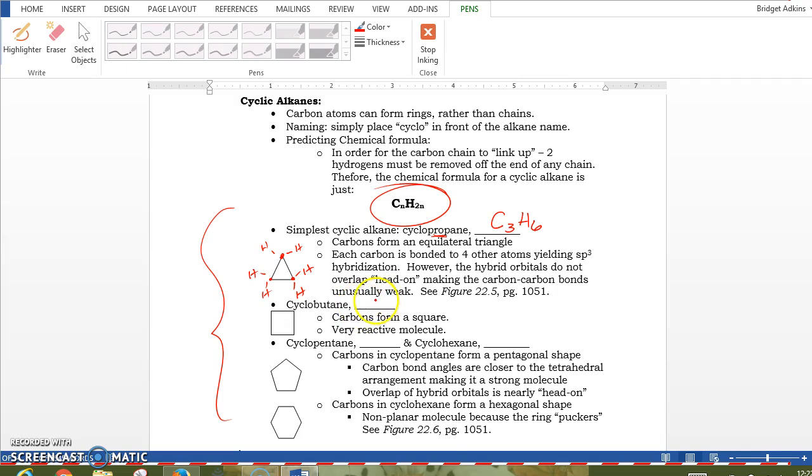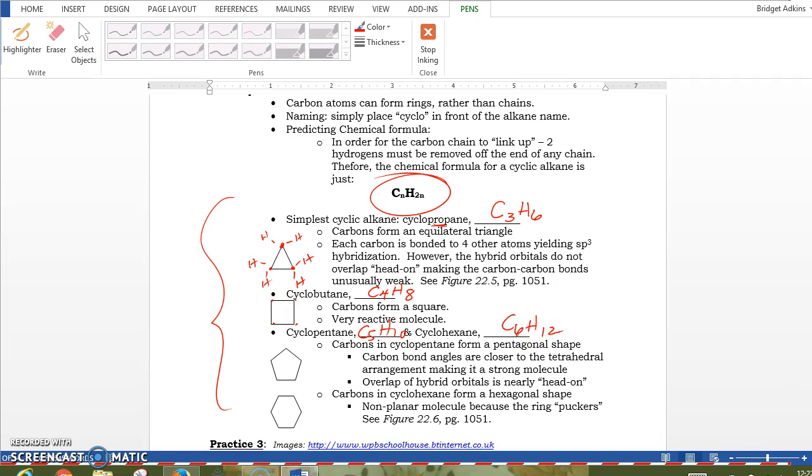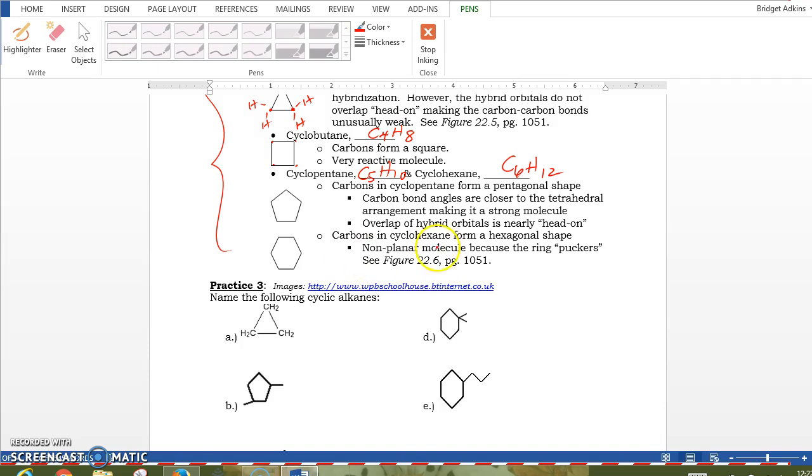The next is cyclobutane, so that would be C4H8. Again, 1, 2, 3, 4 makes a square. You've got cyclopentane, which looks like a pentagon, C5H10, and then cyclohexane, C6H12. And so that's our hexagon. Now, of course, to make these more interesting, you can have branches off of these.